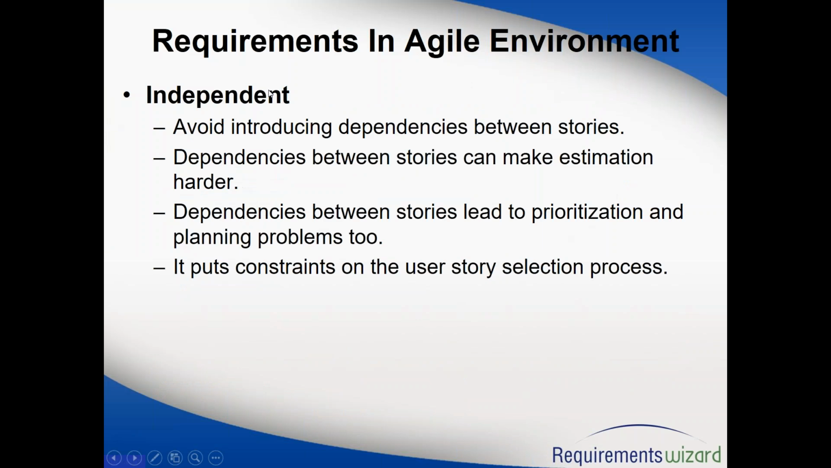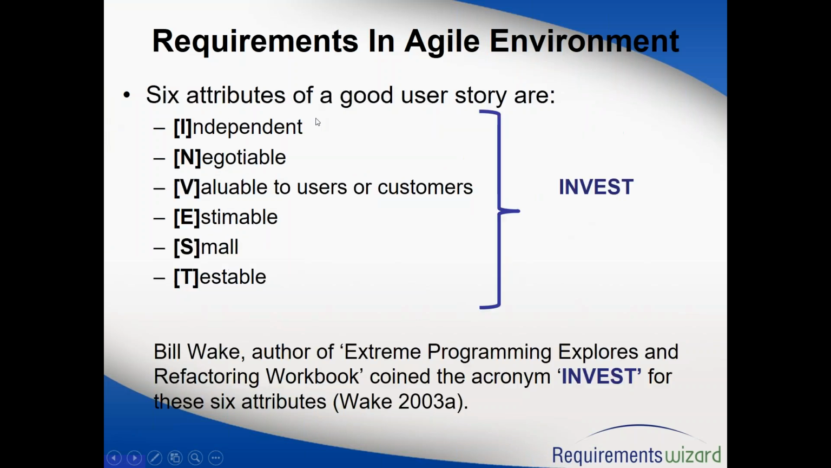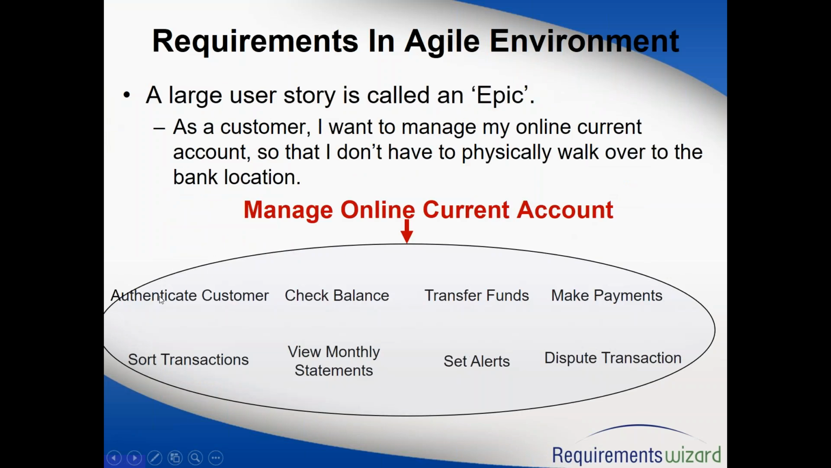So the first one is independent. That's exactly what I told you here, right? Each one is independent of each other. It doesn't mean that in the first or second iteration you have your system complete, but whatever you have implemented should be able to work exactly as it would work in a real environment.